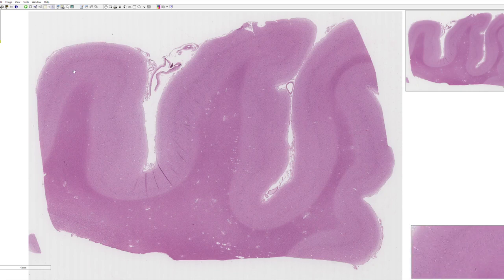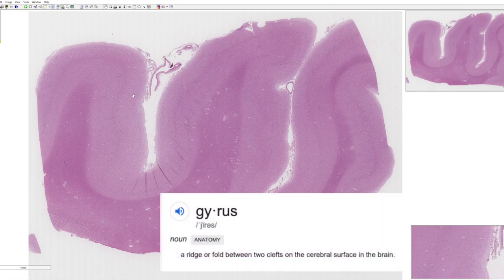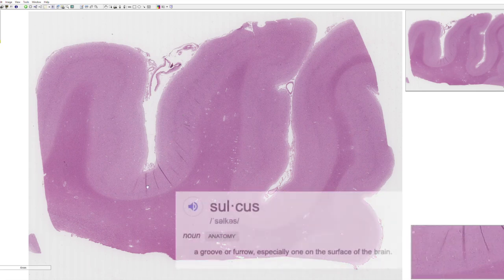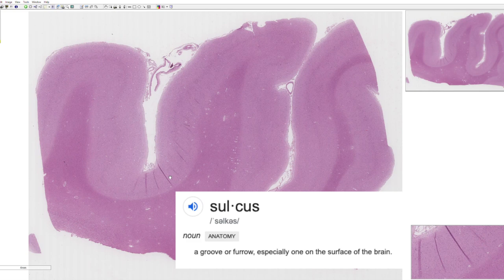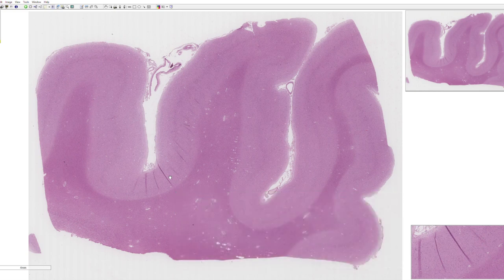So this is one of the key features of the central nervous system. These areas that balloon out are known as gyri, and when the cortical ribbon buckles upon itself, as here, this is a sulcus. You can see here we have some artifact of the tissue preparation, where the tissue folded while we were preparing the slide.